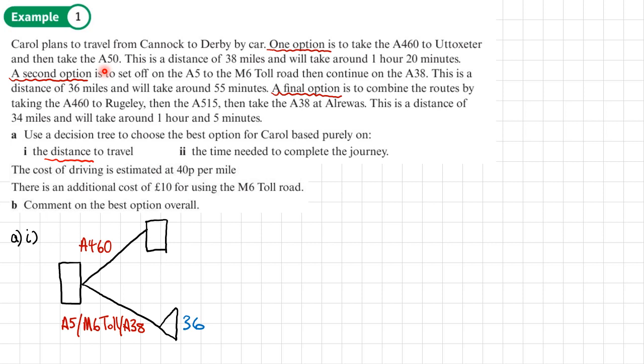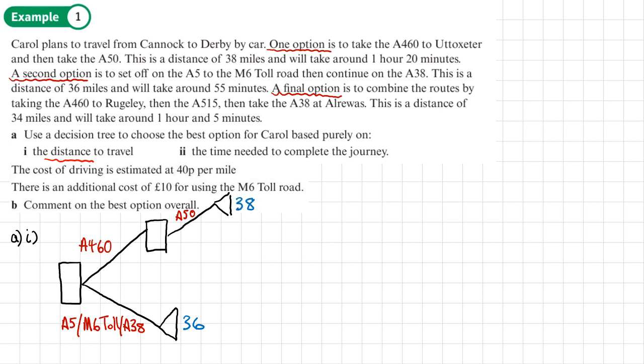So option 1 is take the 460 and then take the A50. Right, so that's one decision we can make up here. So this road here is going to be the A50. Now what's the payoff for taking that route? That's option number 1, A460, then the A50. That's a distance, a payoff of 38. So I'll write 38 here.